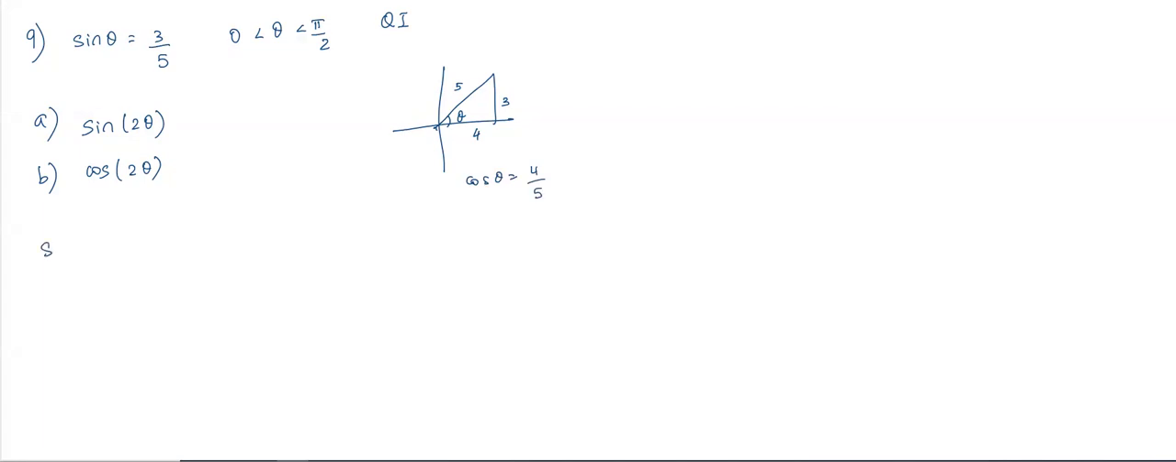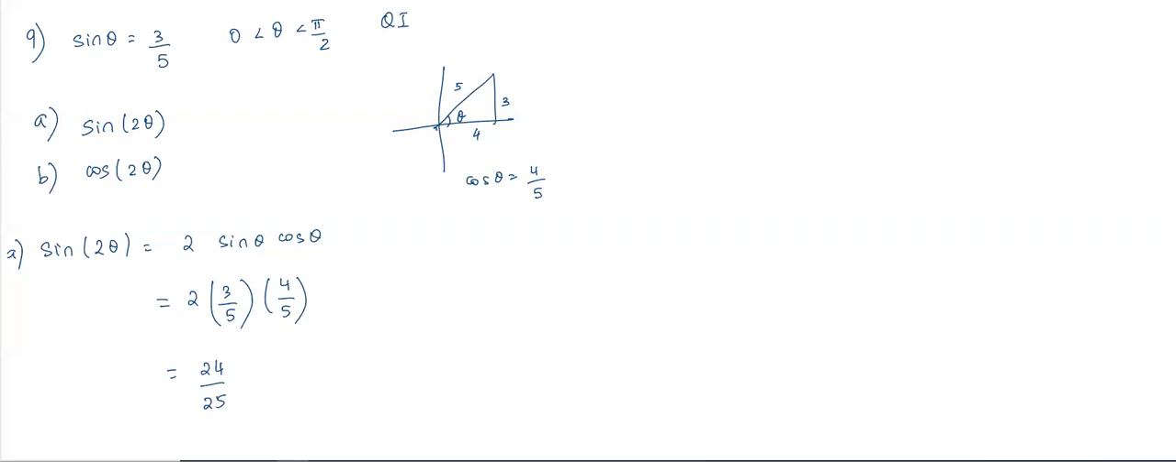Now, what is the sine double angle formula? Sine double angle is 2 times sine theta cosine theta. So you have 2 times 3/5 times 4/5. Then you multiply across. 2 times 3 is 6. 6 times 4 is 24. Over 25 is your answer for sine double angle.